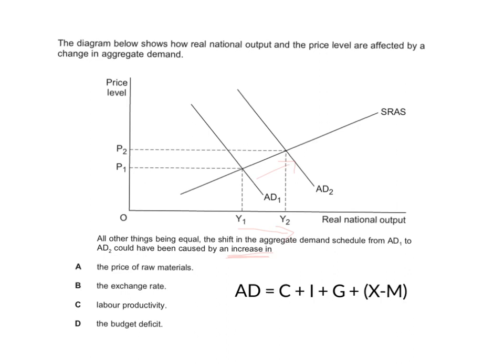So when we're having a look at whether it's caused the increase in AD, we do have to remember the formula for AD. So C plus I plus G plus X minus M. So when we look at A and we look at the price of raw materials, we know that doesn't relate to the formula of AD. And actually what it relates to is short run aggregate supply. So we know that that would cause a supply shock, but it would not impact AD.